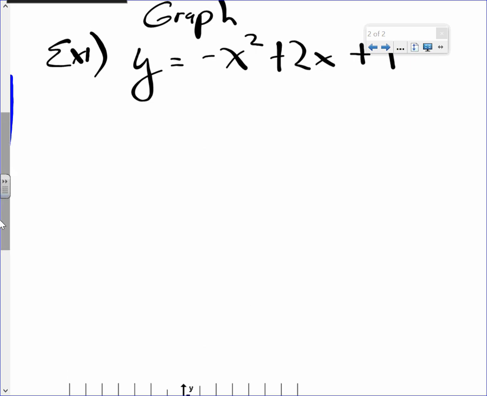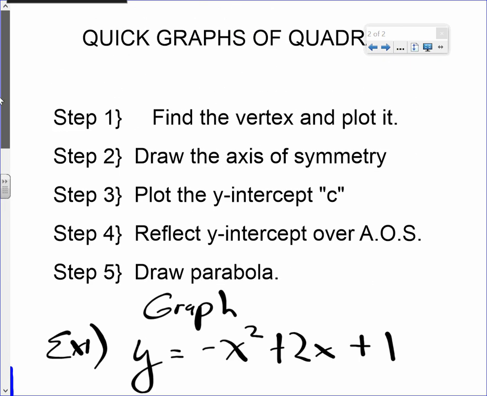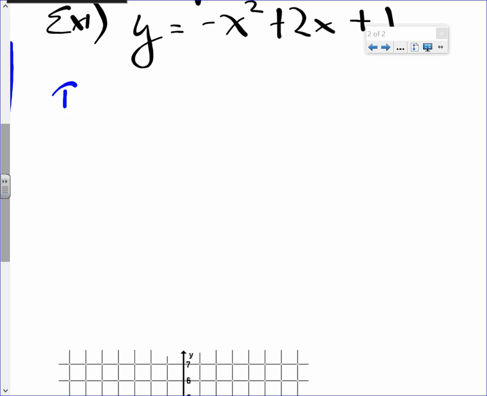Step 1 says, find the vertex. So I'm going to put 1 for step 1. Vertex. What is that? The formula for vertex, Garcia? Something over 2a, huh? Okay, go and write that down for me. That comes from your 2.6 notes.